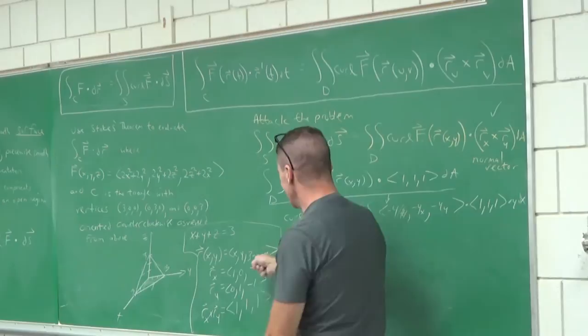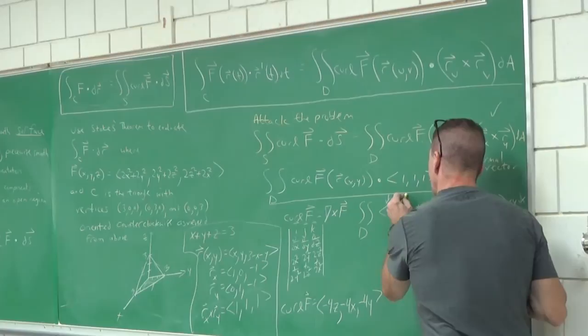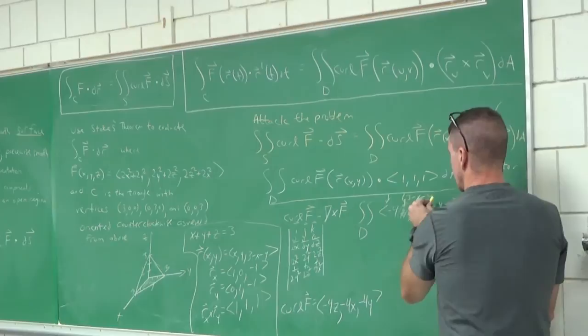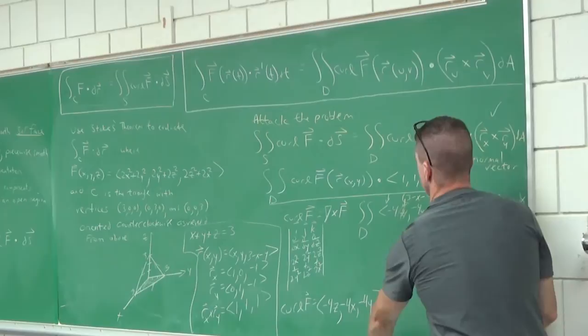So I'm going to squeeze right here, 3 minus x minus 1. Right in there. And we'll put parentheses around it. We'll distribute it with the negative 4. So now what do we have? Now we have the double integral of.